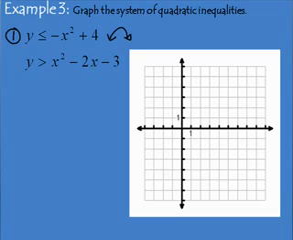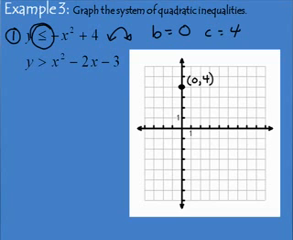There's not a b value, and actually that means my b is 0, and my c is 4, so I know that this parabola opens down, and it just shifts 4 units up the y-axis. So now I know that this is going to be my vertex at 0, 4, and that parabola is going to open downward. I also know, because this is equal to, I know it's going to be a solid parabola. And if I would draw this parabola, I could test a point that would be inside it.